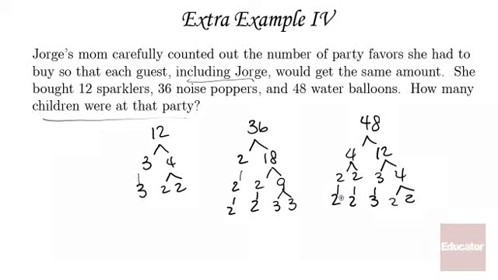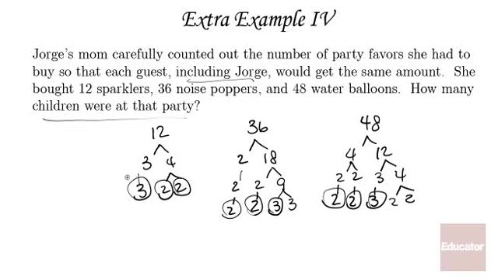Let's see what factors they share. A 2 in all of them, a 3 in all of them, and another 2 in all of them. So in fact, we've used all these factors, and we know the product of these factors is 12. So it's seeming that the GCD is 12, so that there are 12 children at the party, including George. Let's see if it divides evenly.